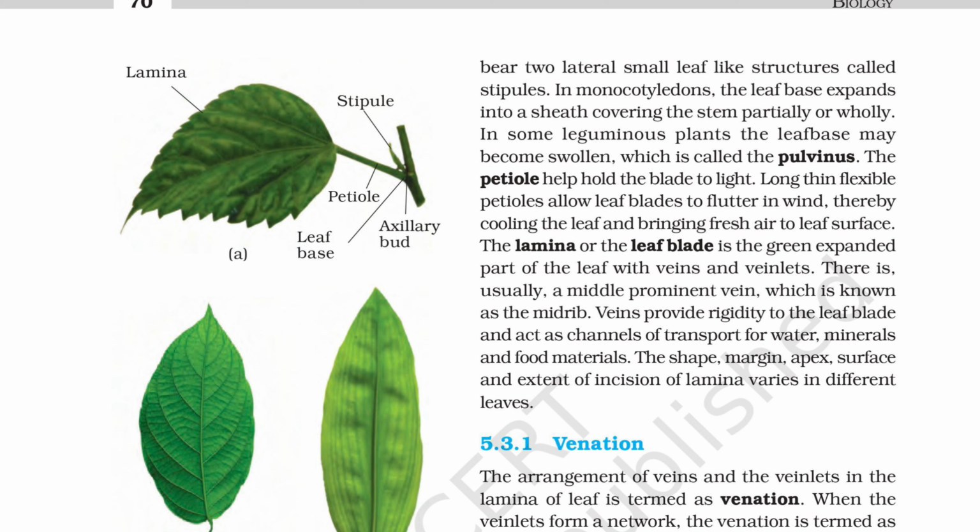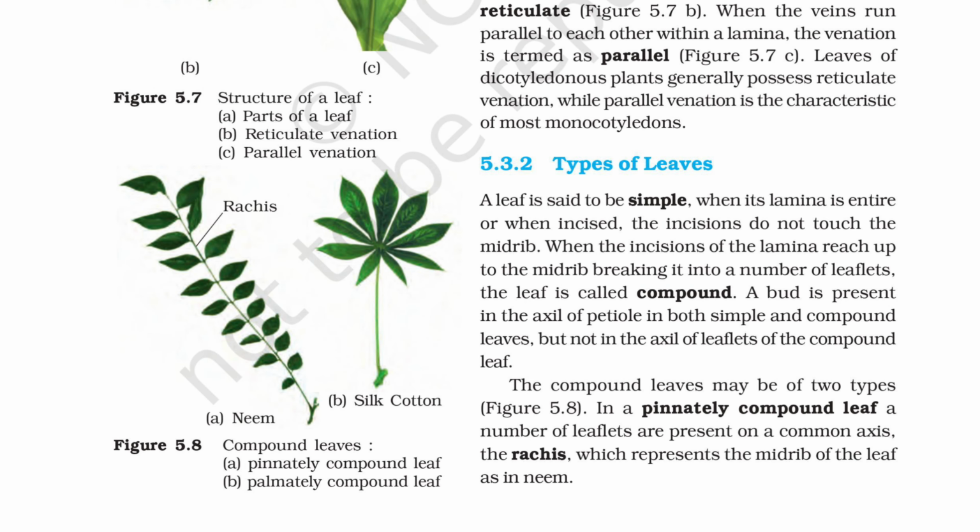Venation. The arrangement of veins and the veinlets in the lamina of the leaf is termed venation. When the veinlets form a network, the venation is termed reticulate. When the veins run parallel to each other within a lamina, the venation is termed parallel. Leaves of dicotyledonous plants generally possess reticulate venation, while parallel venation is the characteristic of most monocotyledons.